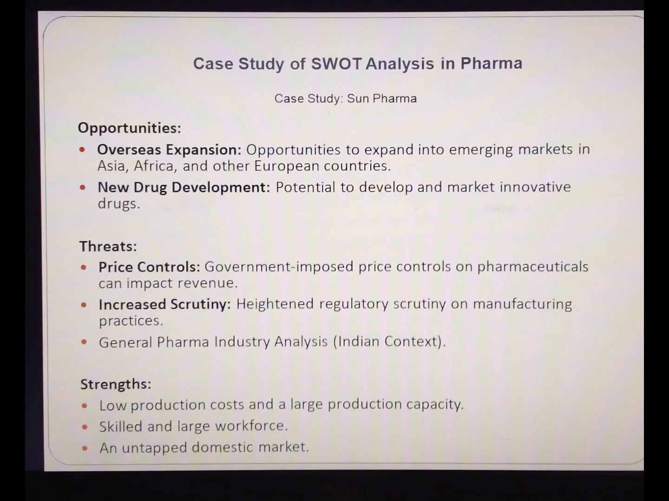Case study: Divi's Laboratories. Strength: global presence, a wide reach in over 100 countries, provides access to diverse markets. Commitment to quality: strict quality control and adherence to regulatory standards ensure high-quality products. Diverse product portfolio: offers various active pharmaceutical ingredients, that is API, and intermediates across different therapeutic areas. Weakness: reliance on specific markets or customer bases. Potential impact of global economic downturns on demand.